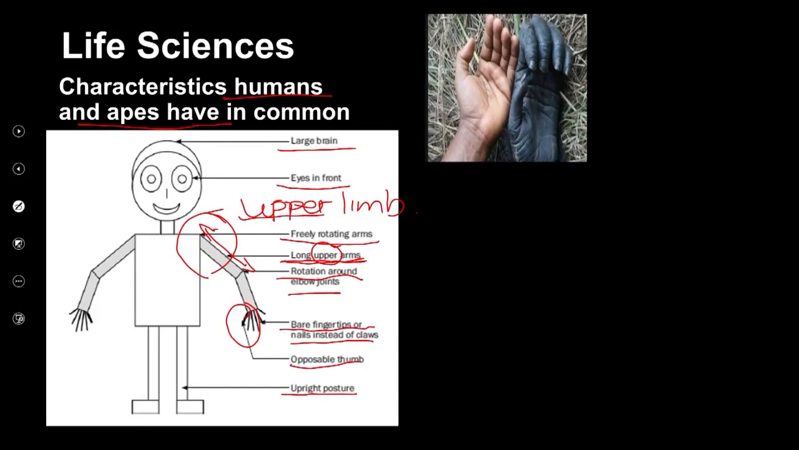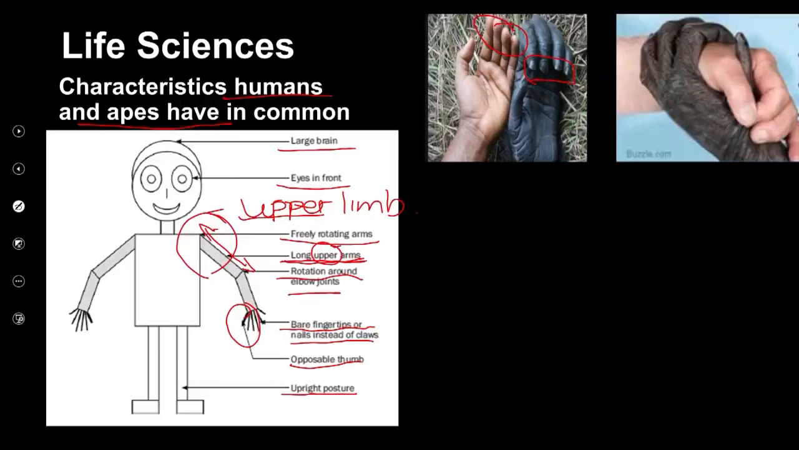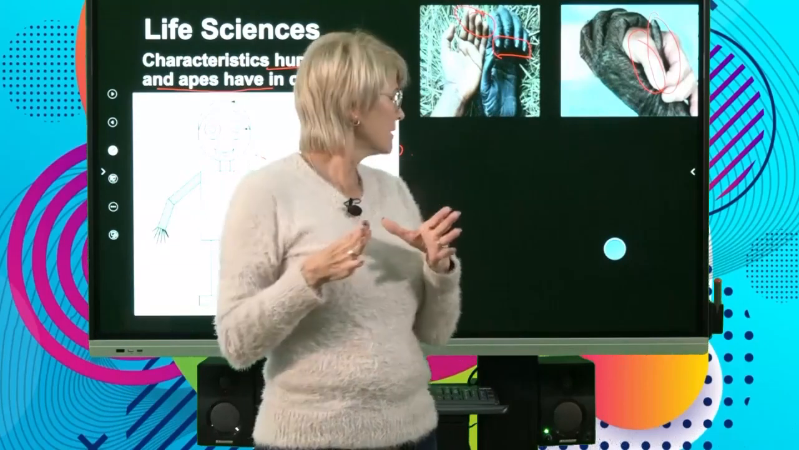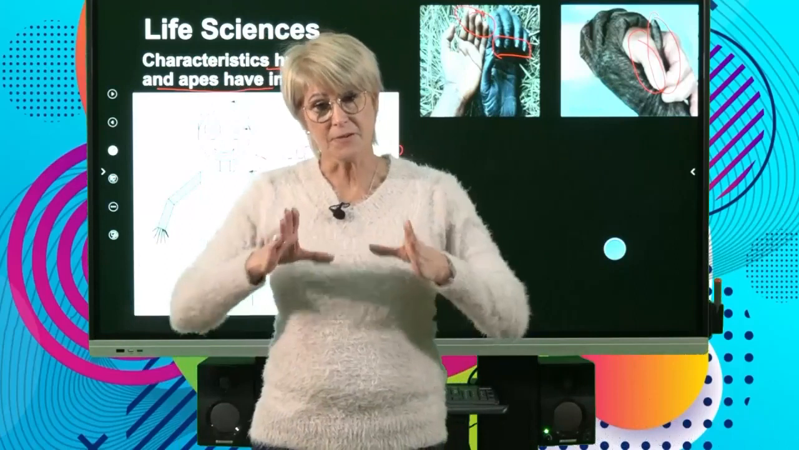Right, so let's have a look here. These two diagrams: this one shows nicely that the hands are not padded, so they're bare fingertips, and we have nails instead of claws. Then if we have a look at this diagram here, we can see our opposable thumb. Us, as well as other primates, have that opposable thumb, and that gives us the ability to grip things, pick up things, hold things. It gives us power and precision movement. That is different from the rest of the animal kingdom.